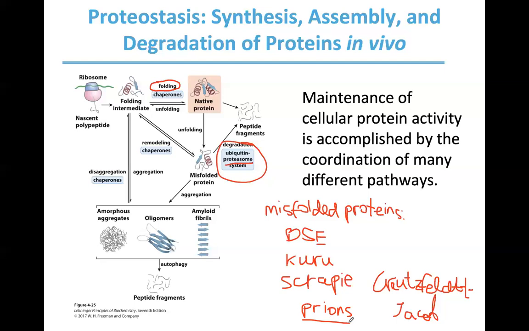And the nature of these is still debated. It's a highly debatable area. But the word prions is something you should remember. It basically stands for proteinaceous infectious particles.